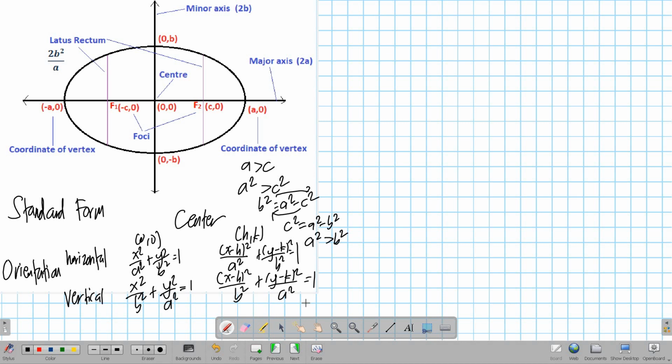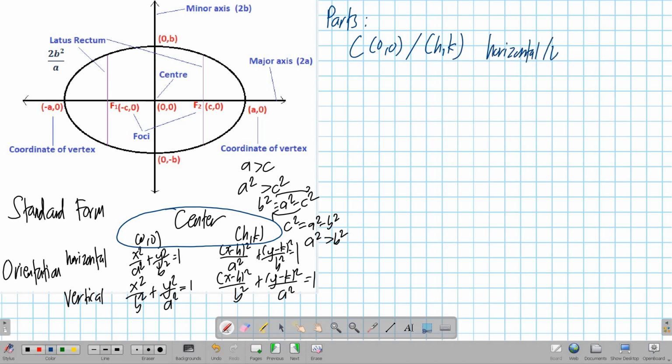And with these standard forms, now we can take note of what are the parts of the ellipse that we have to look for. First is the one that is most obvious, the center, which is either at (0, 0) or at (h, k). After looking at the center, we usually take a look at where a squared is to determine whether the ellipse is horizontally or vertically oriented, because that's important when we check the coordinates for the other parts. So that's the next step, whether we check if it's horizontal or vertical.